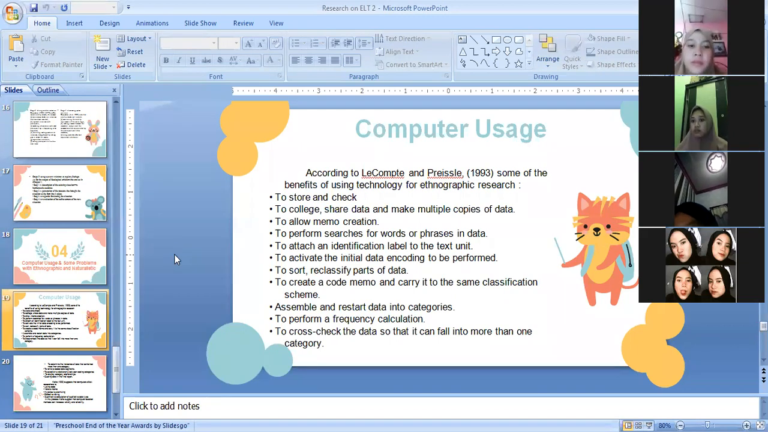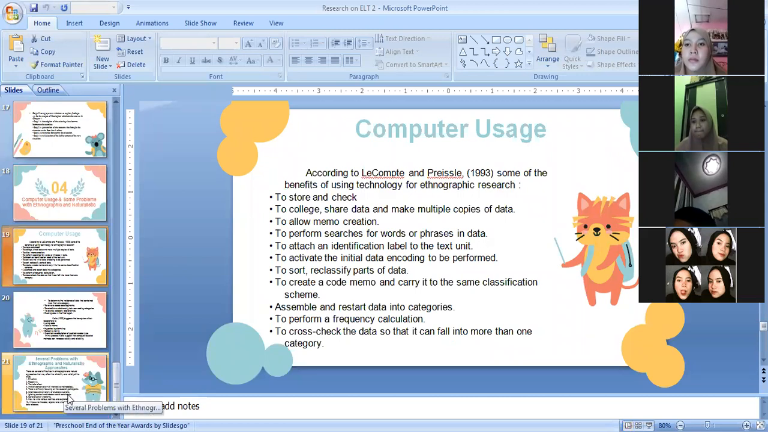To perform a frequency calculation, like of a word, phrase, and code. To cross-check data to see if they can be coded into more than one category. To determine the incidence of data that contain more than one category. To retrieve coded data segments from subsets in order to compare and contrast data. Then to establish linkage between coding categories. To display category relationships like hierarchical, temporal, relational, substantive, and superordinate. And the last is to quote data in the final report.